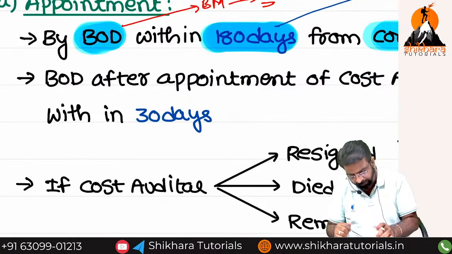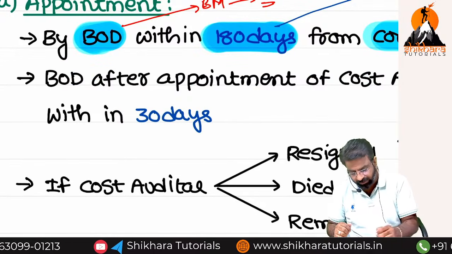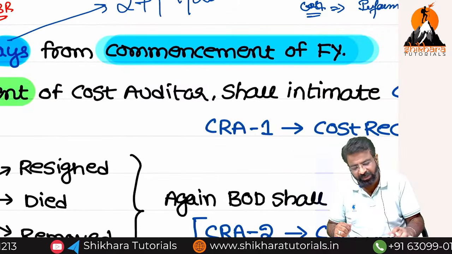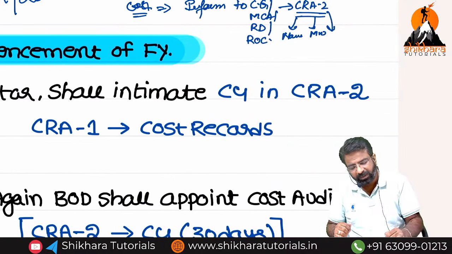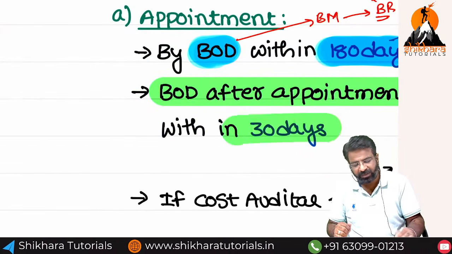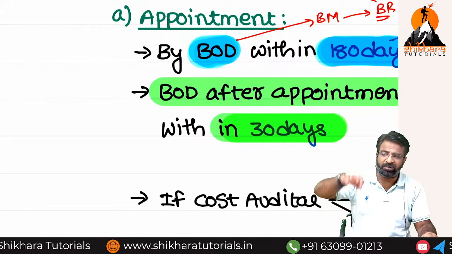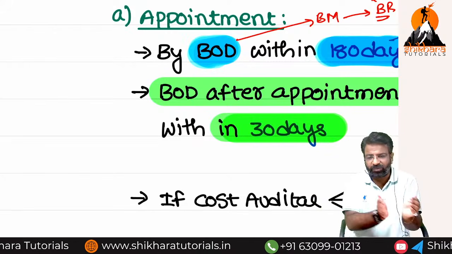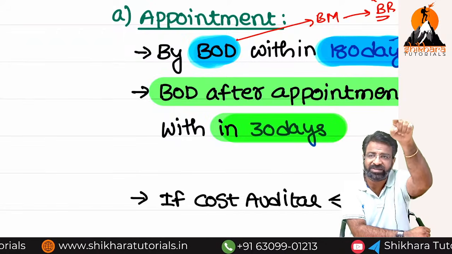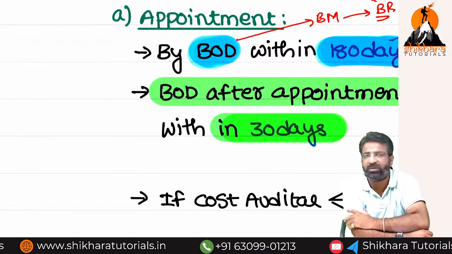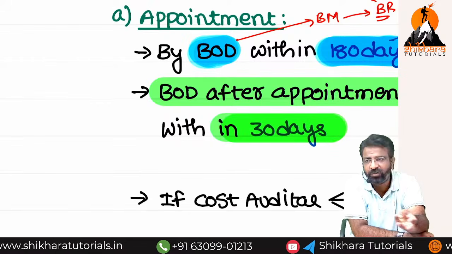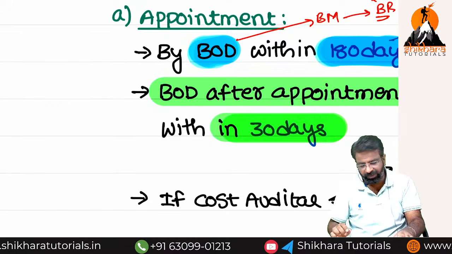So start reading point number 2. The board of directors, after appointment of the cost auditor, shall intimate to the central government in form CRA2 within 30 days. The day we have appointed our cost auditor, in the next 30 days you have to send form CRA2 to the central government, giving the details of your cost auditor. So who knows now? The central government. And you appointed also. Now formalities are over.